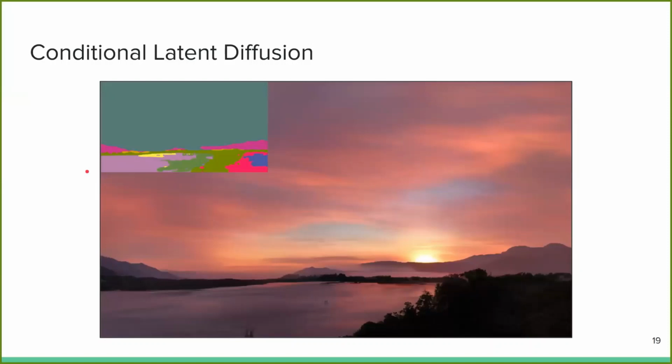Another cool thing you can use with this conditional latent diffusion model is generalize it so that it samples images beyond the 256 by 256 resolution. So this image here has a resolution of 512 by 1024, which is pretty neat.